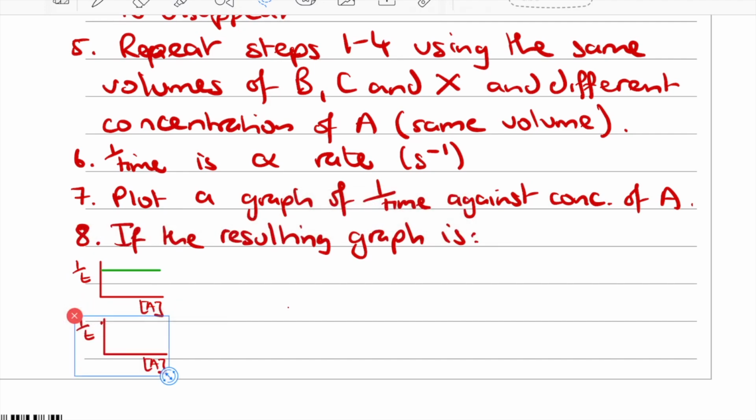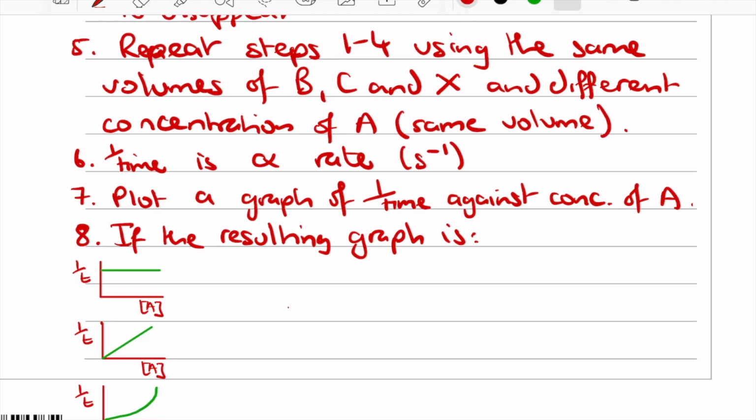If my graph looks like this, so it's directly proportional, then that's going to tell me it's first order. So these are the shapes of the graphs you need to know, even leaving aside this particular question. And if the shape of the graph that I plot looks like that, then I know it's second order. So you need to spell these things out.